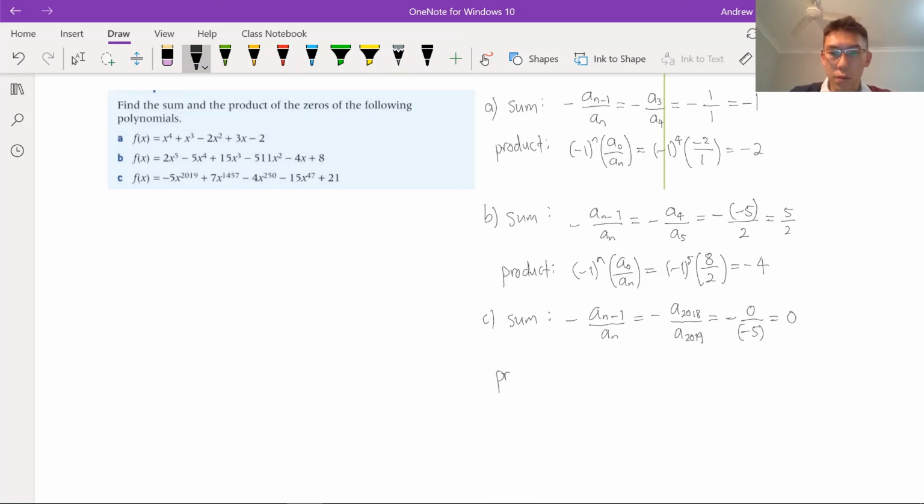And the product of the roots of the polynomial in part C is, write the formula. Alright, so this time n is 2019. It's an odd power, so that means negative 1 is going to stay negative. And a0 is 21, our constant, and an is negative 5. So this is basically going to be positive 21 on 5.